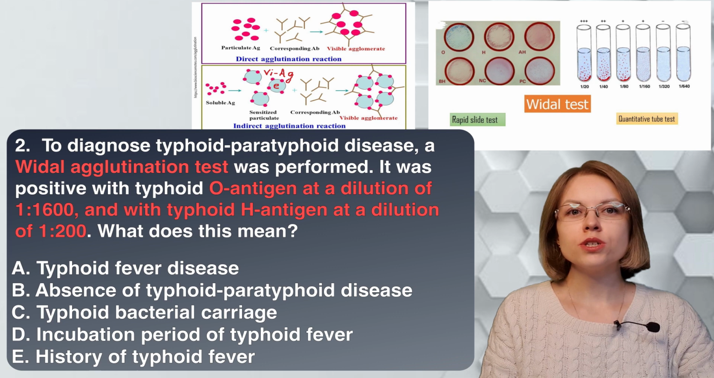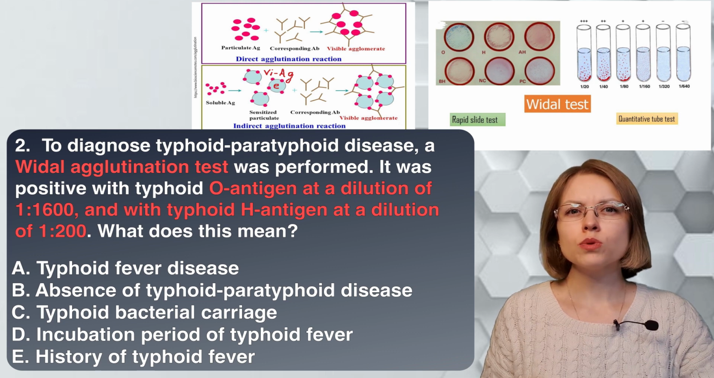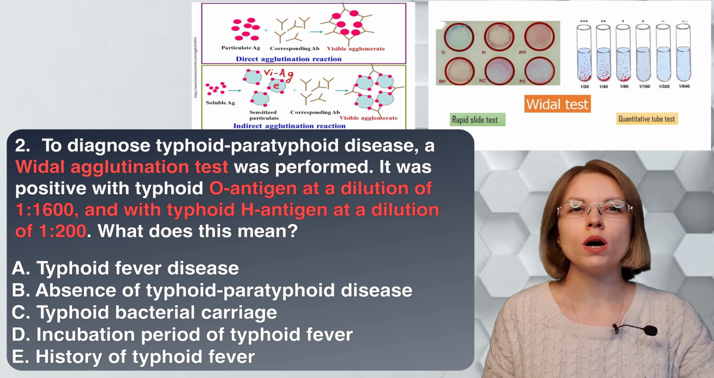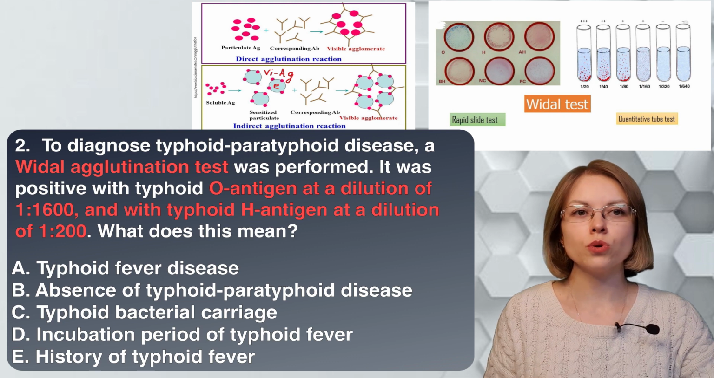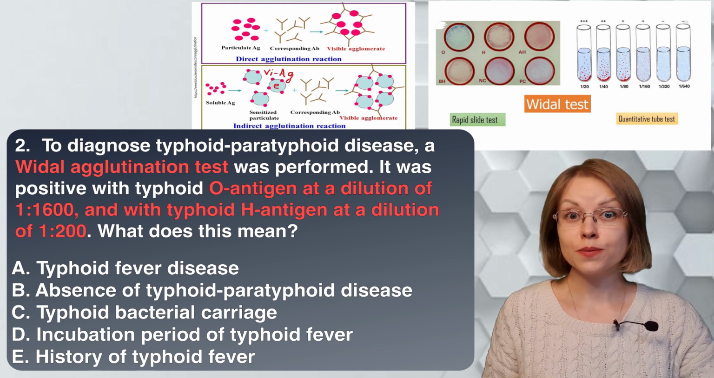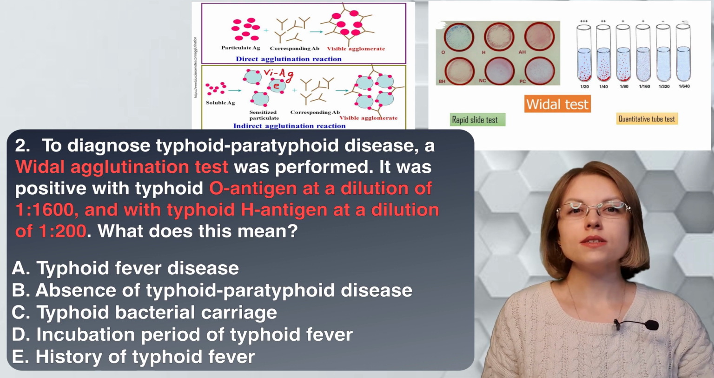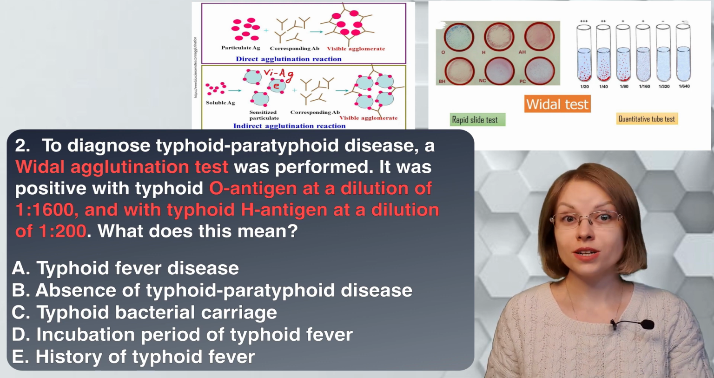Test number 2. To diagnose typhoid paratyphoid disease, a Widal agglutination test was performed. It was positive with typhoid O antigen at a dilution of 1 to 1600 and with typhoid H antigen at a dilution of 1 to 200. What does this mean? The diagnostic titer in the Widal test is 1 to 200.